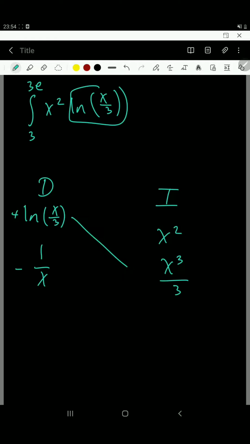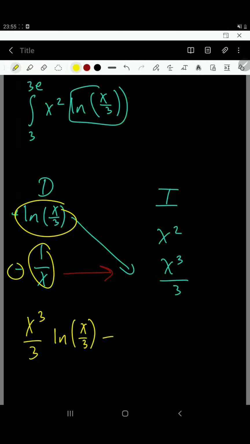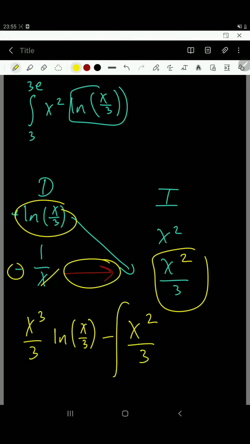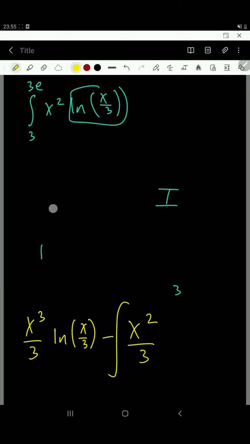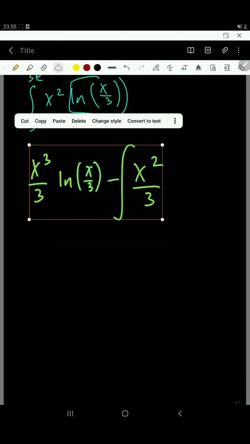Again, plus, minus, cross multiply, then horizontal line. Cross multiply, you get x cubed over 3 multiplied by ln x over 3. Then there's a minus, and you multiply this by this. What ends up happening is x and that cancel out, and you get x squared over 3. But since there's a horizontal line, you integrate. So this is what our integral ends up to be.